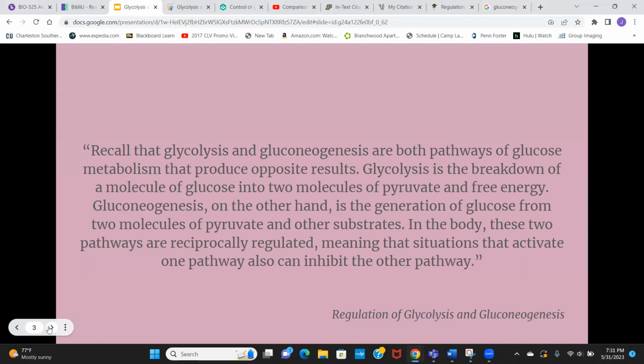And like it says, it's reciprocally regulated. They go hand in hand with one another. There are a lot of similarities between the two processes. However, they're going to inhibit one another whenever one pathway is activated, right? Both things can't be happening in a cell at the same time. So they work together, and they work against each other, but it all comes together to make energy in our body, and that's the overall goal.